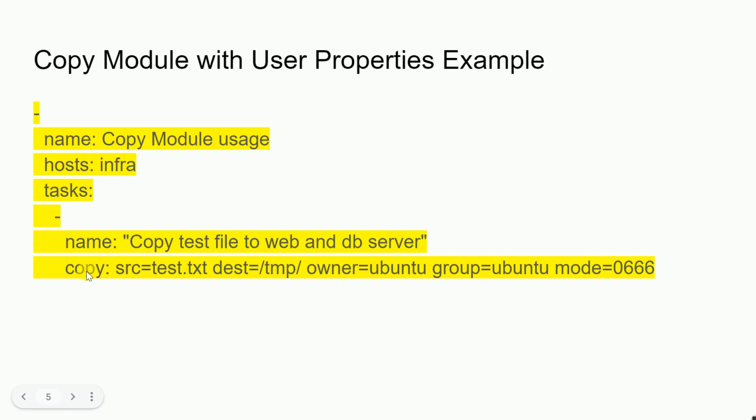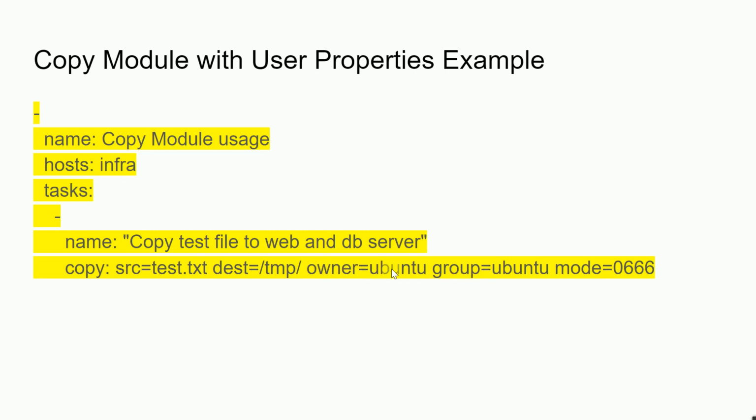When you use a module, you need to use a colon, and there should be a space. Source is test.txt. It should be located where your playbook exists. Destination is the destination machine where you want to put it. Also, if you want to set the user and group of that particular file's properties, you can define owner as ubuntu and group as ubuntu.